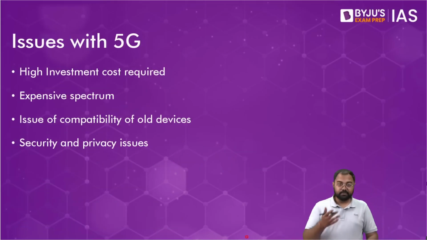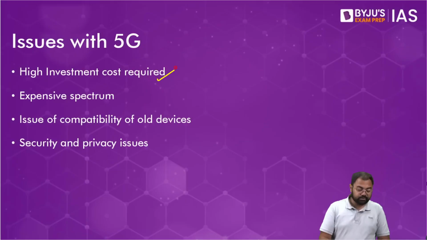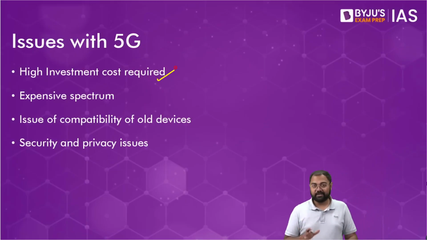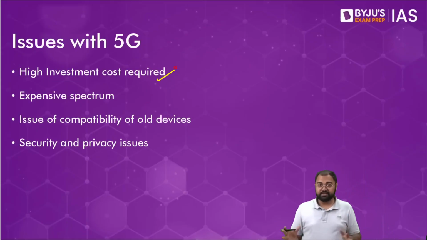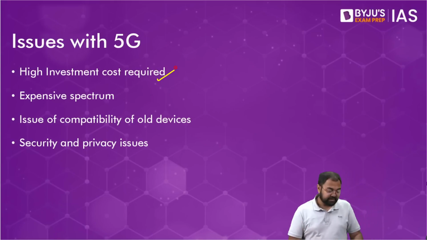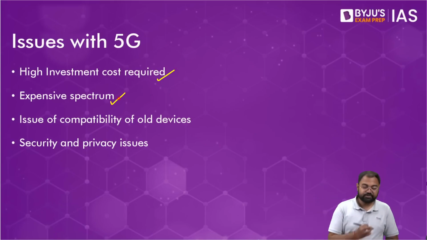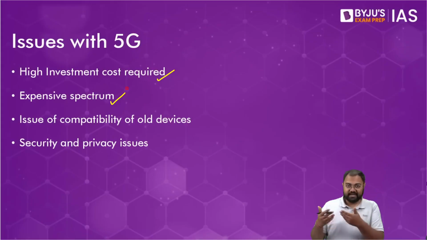Now, coming to some of the problems, the issues that we have with 5G, first and foremost, of course, the investment requirements are huge because of the infrastructure. Because of the infrastructure requirement and everything that we have to establish, it is going to cost a lot. It is costing a lot. So that's why investment cost requirements are high. Secondly, expensive spectrum. Spectrum basically means the frequency. The frequency at which they are going to operate is going to be expensive.